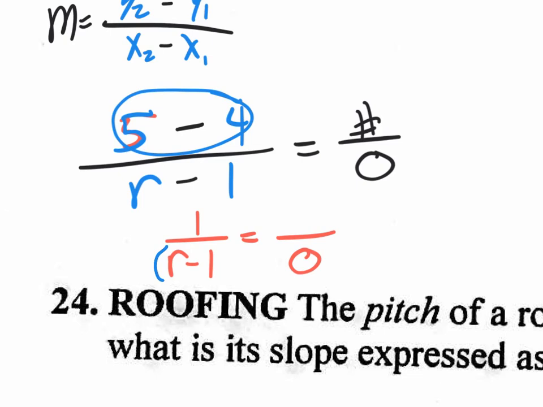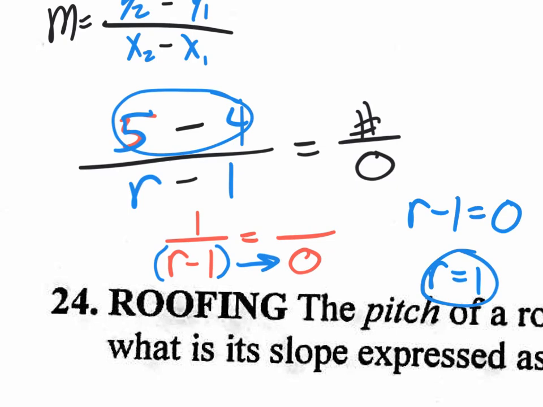So it's kind of like using logic. If this r minus 1 has to be 0, I'm going to write that out: r minus 1 has to be 0. By setting it equal to 0, I'm going to find out what the r value is, which is 1. Because 1 minus 1 will give you that 0. So r equaling 1, adding 1 on both sides, will actually make this slope become undefined.